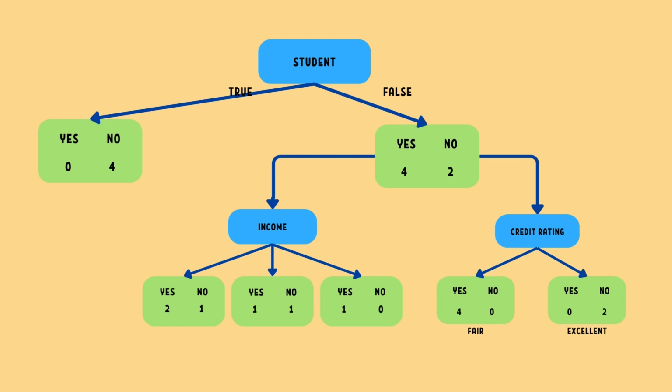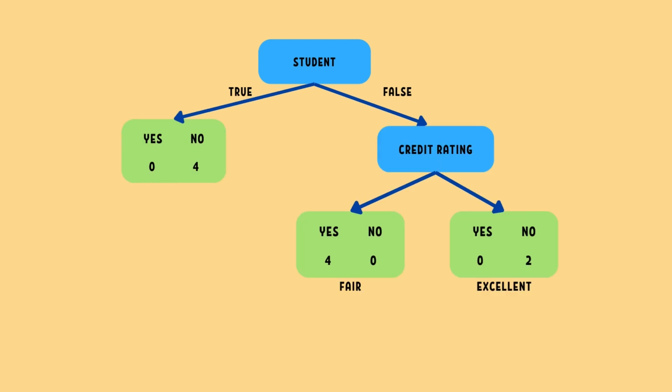We already have calculated the total Gini impurity of both leaf nodes. Let us compare who among them has the lowest total Gini impurity. Since credit rating has the least value of total Gini impurity, we will use credit rating to split nodes into leaves.